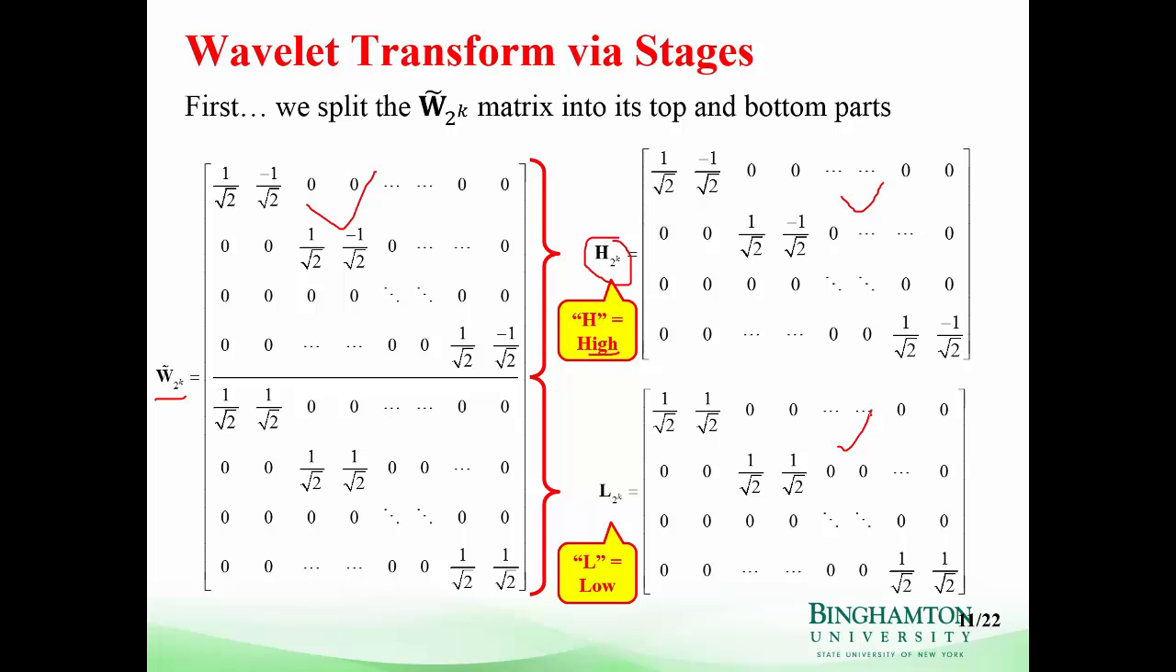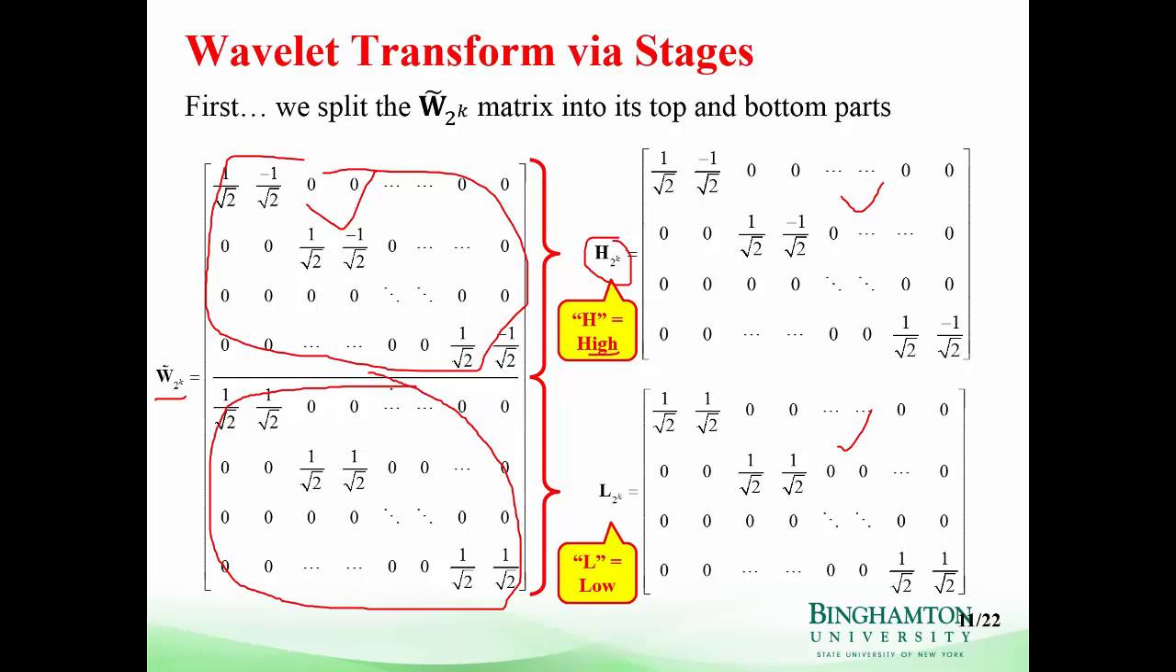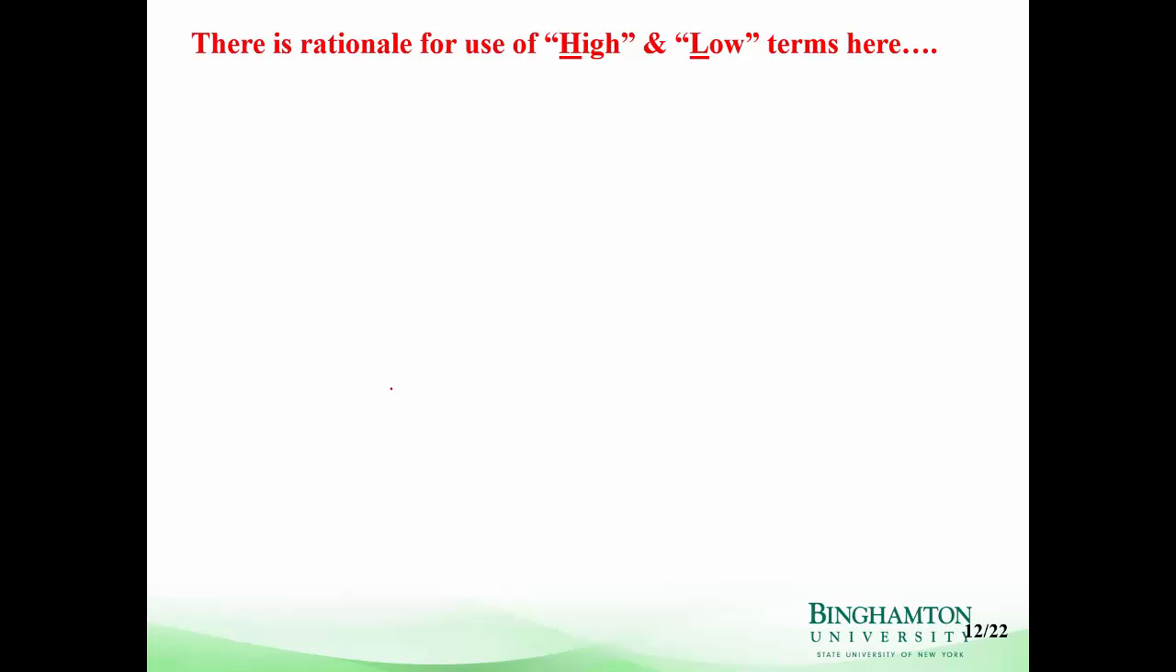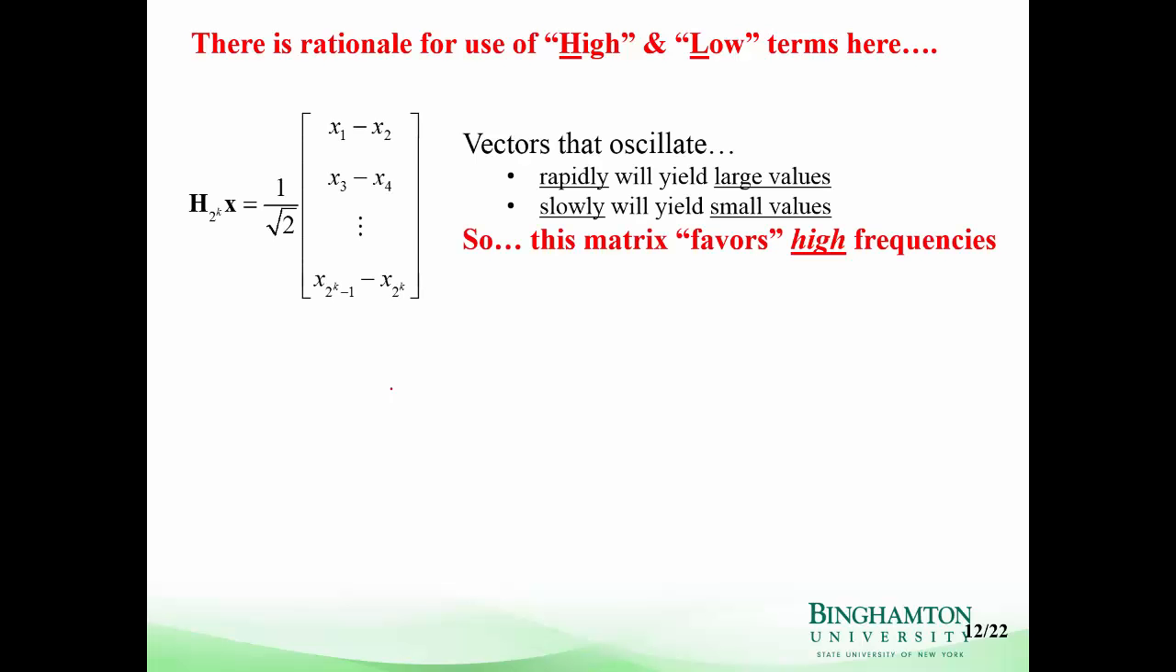Now you might think that high stands for top, because it's the high part, and that L stands for low because this is the low part. Although that is true because of the way I set them up here, there's actually a different rationale for the use of H and L for high and low here. So let's look at this. When we get signals, some signals will be wiggling fast and some signals will be wiggling around slow. And so these different matrices, H and L, will do different things to signals that wiggle fast or slow.